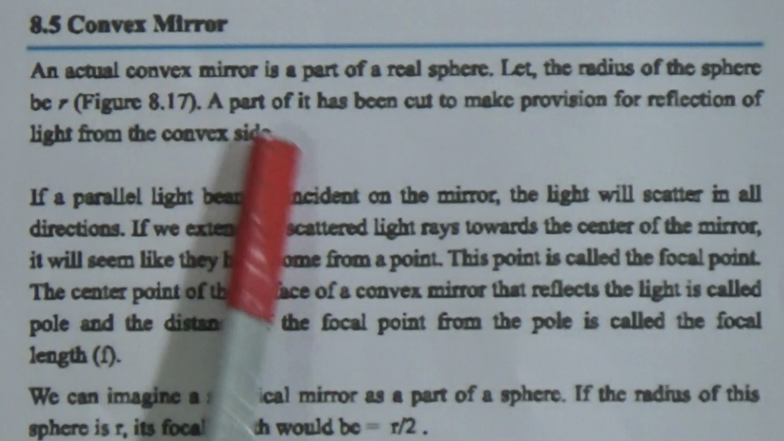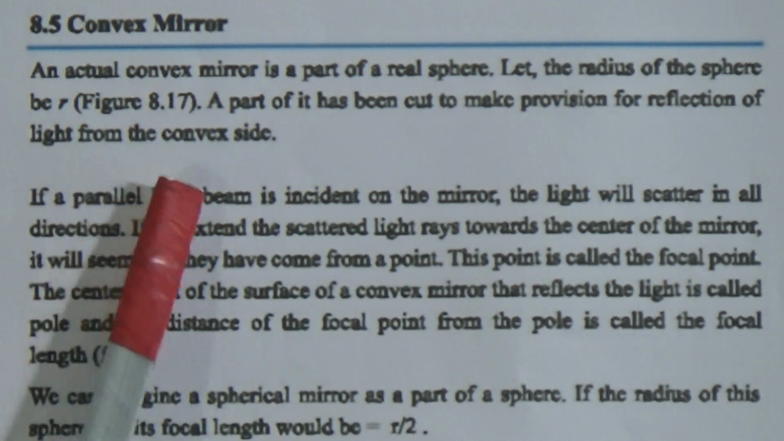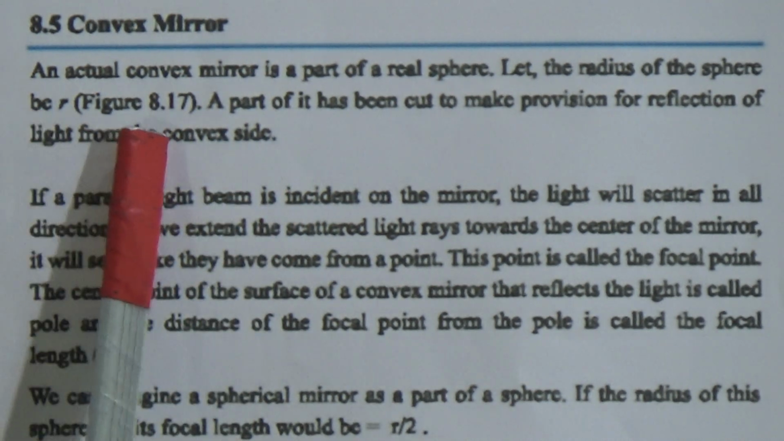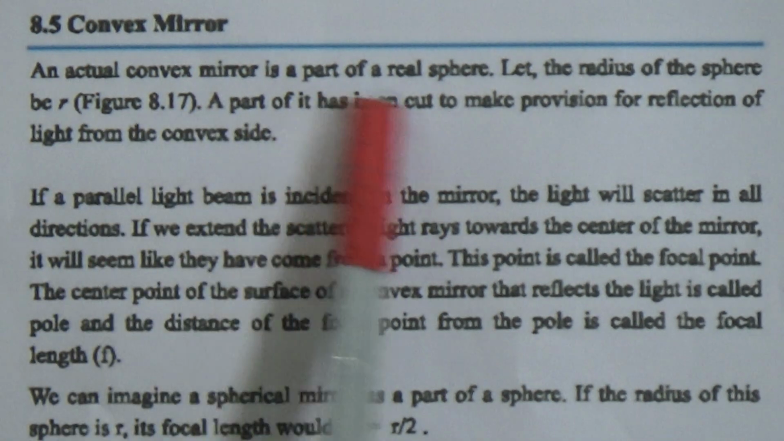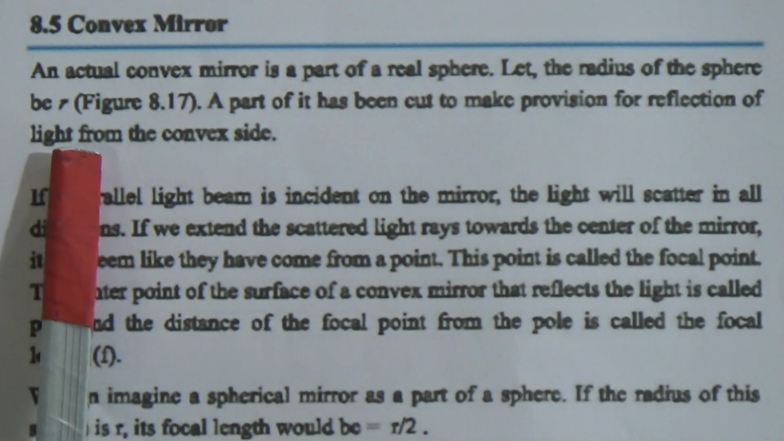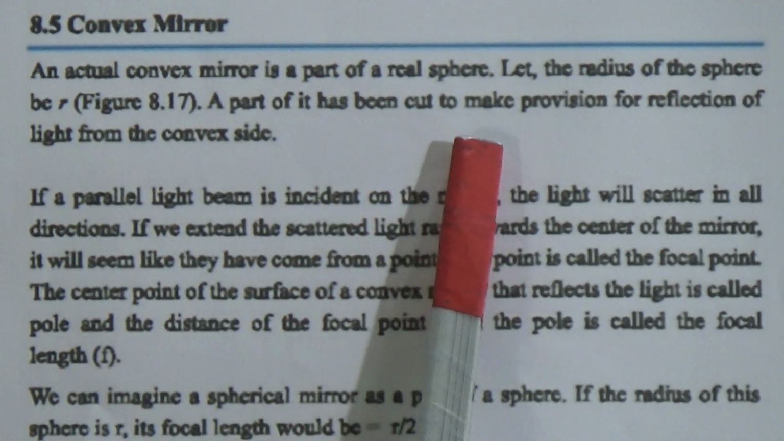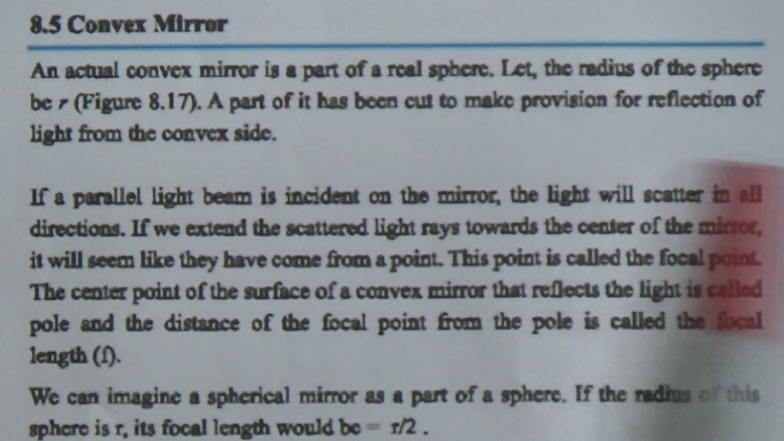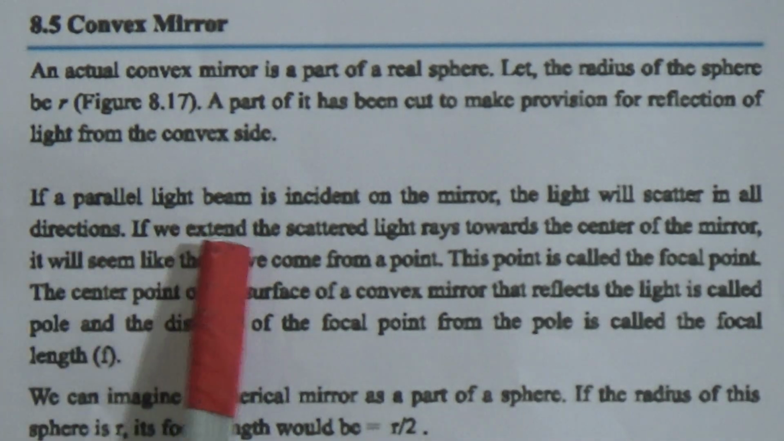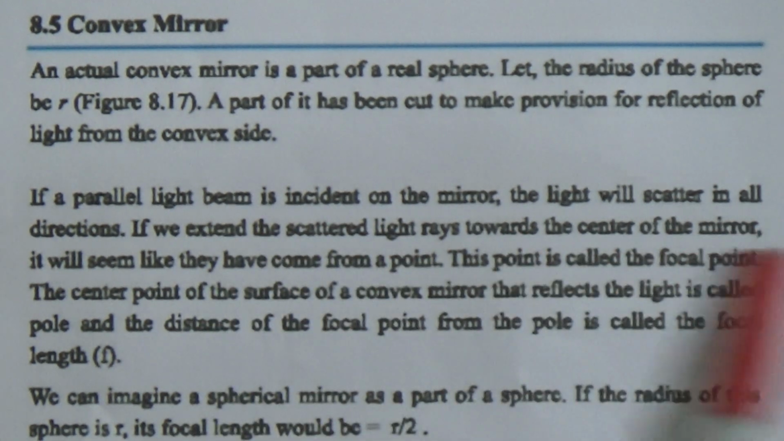Now we will discuss convex mirror. We have already learned spherical mirrors are of two types, concave and convex mirror. An actual convex mirror is a part of a real sphere, and let the radius of the sphere be r. Suppose this is r, a part of it has been cut to make provision for reflection of light from the convex side. If a parallel light beam is incident on the mirror, the light will scatter in all directions.